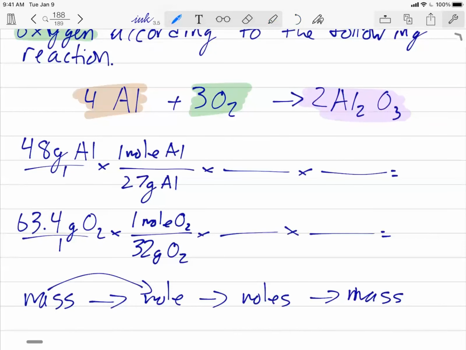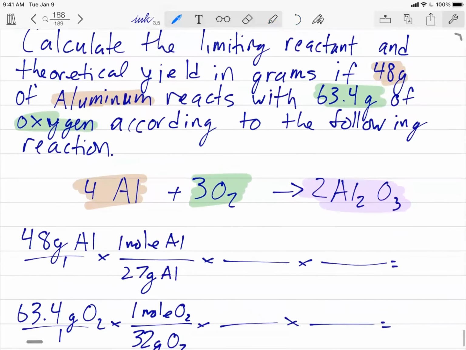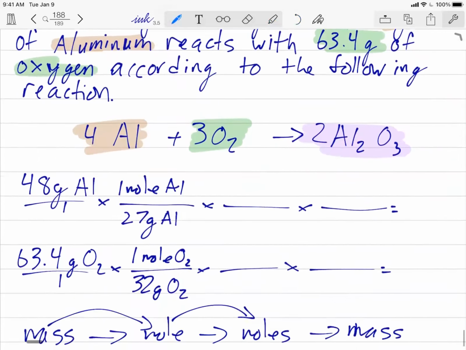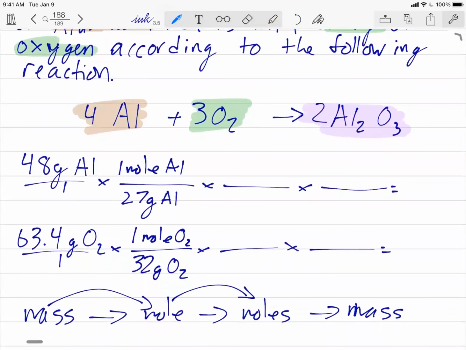The second thing that we now need to do is to convert from moles of one substance to moles of a second substance. So when we read this question again, it says that we want to find the theoretical yield. And as I said a few moments ago, the theoretical yield is the product, right? So we want to find Al2O3, aluminum oxide. So the second step is a mole to mole conversion. In order to do that, we need 2 mole ratios. The mole ratios come from the coefficients in a balanced equation.